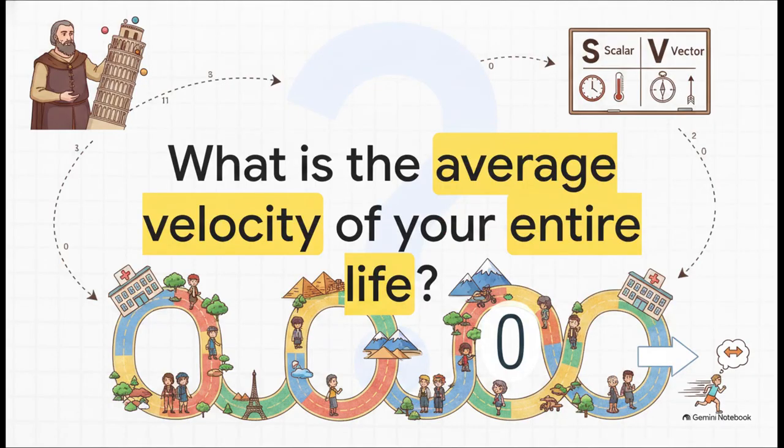We've covered a ton of ground today, from Galileo dropping weights to the strict mathematical rules separating scalars and vectors, right up to visualizing acceleration. But I want to leave you with this slightly philosophical physics thought to ponder. If you were born in a local hospital, you travel the whole world, live an incredibly adventurous life covering thousands and thousands of miles, but eventually, many decades later, you pass away in that exact same hospital. Your life's net displacement is 0, which means the ultimate average velocity of your entire life is exactly 0.